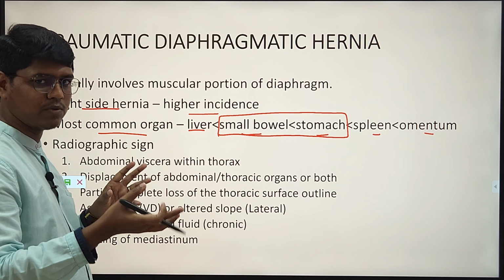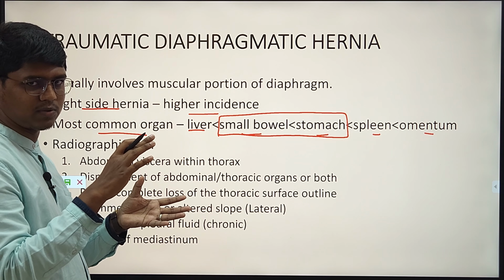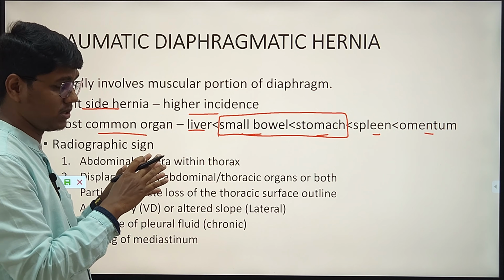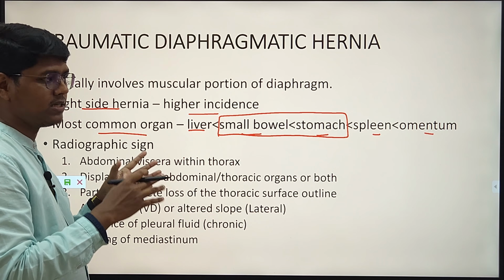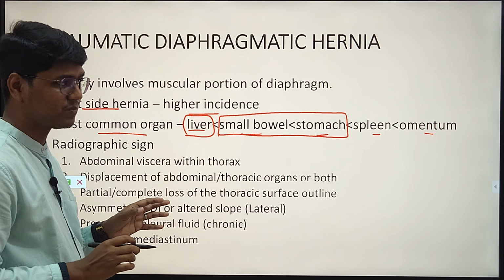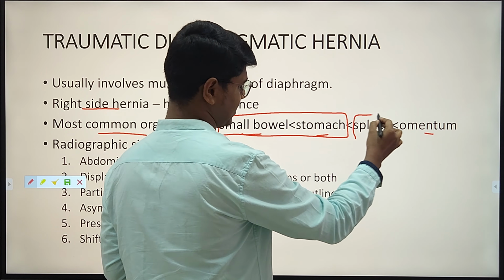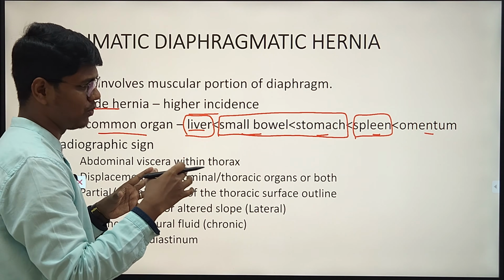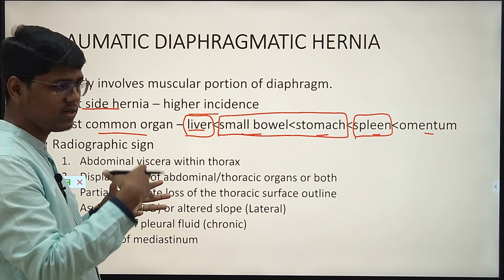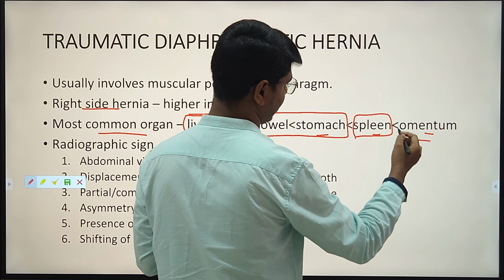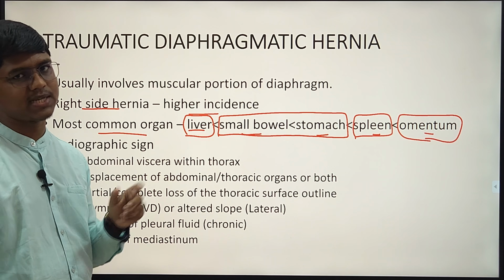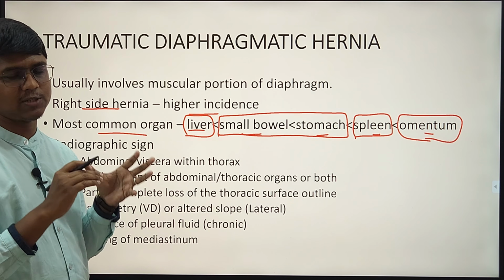You see, small bowel and stomach are comparatively easy to diagnose because at times they contain gas and they contain fluid. Depending on the view, if you are changing between the right and left lateral, you can diagnose the small intestine and the stomach based on the gas present. Still you can diagnose some liver because of soft tissue opacity. Spleen also has soft tissue opacity, but is slightly more difficult to diagnose, especially which organ has been herniated. And the most difficult one is the omentum.